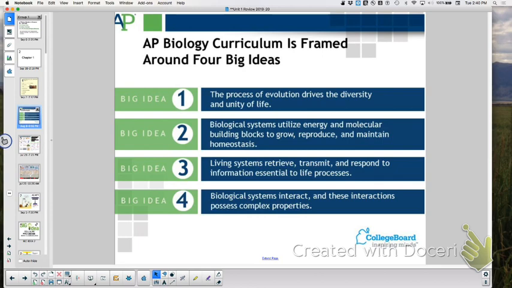Biological systems utilize energy and molecular building blocks to grow, reproduce, and maintain homeostasis. So many different ways to maintain homeostasis. We spent a lot of time on that. Living systems retrieve, transmit, and respond to information essential for life processes.